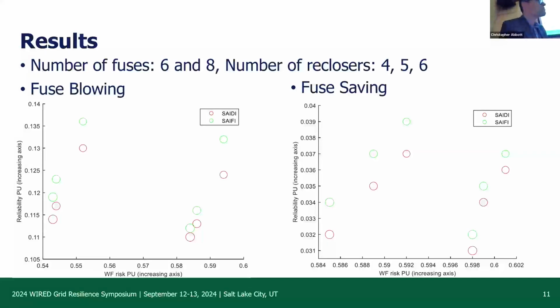So if we increase the number of fuses, we get a higher wildfire risk, which is on the x-axis. On the other hand, as the number of reclosers increases, we also get a higher risk for wildfire. And the other thing that we noticed was that in fuse saving, we usually get a higher wildfire index. And the reason is that in fuse saving, we have more reclosing because the recloser tries to save the fuse by more reclosing shots, and that increases the risk of wildfire.